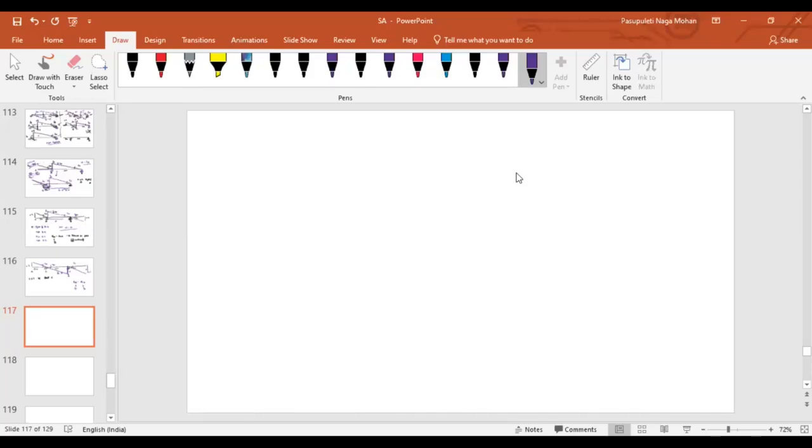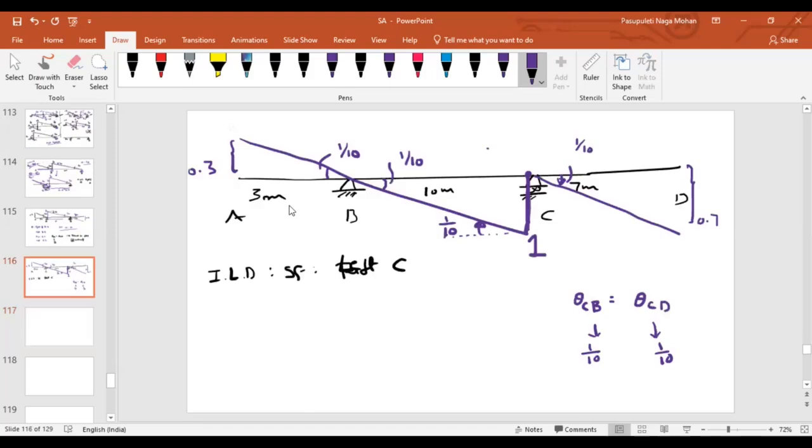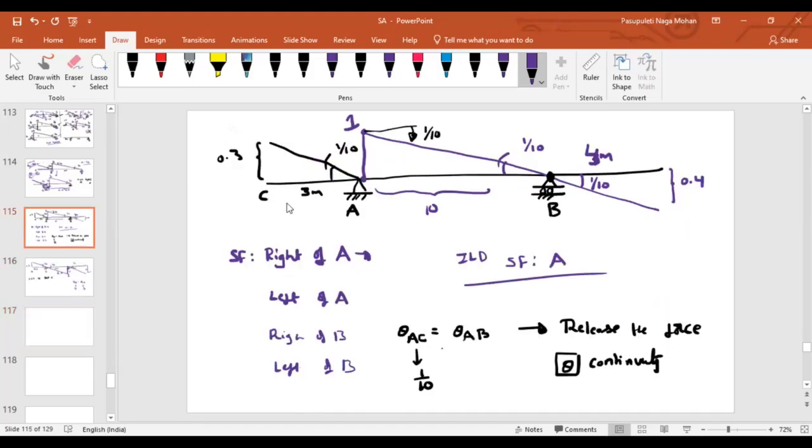Let me see. We haven't completed this problem. What you guys can try? What is the ILD for shear force to the left of A? Try it and let me see. Draw the ILD for shear force just to the left of A.